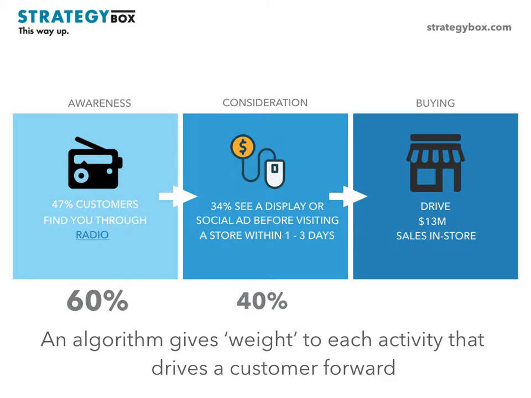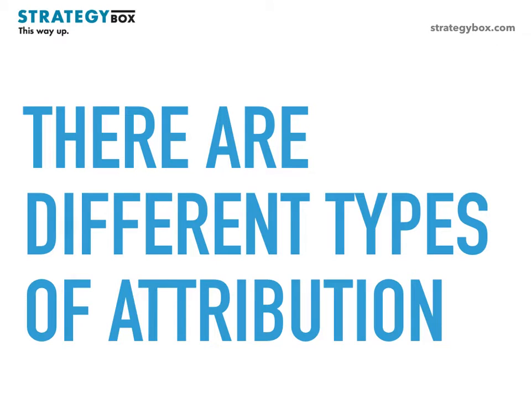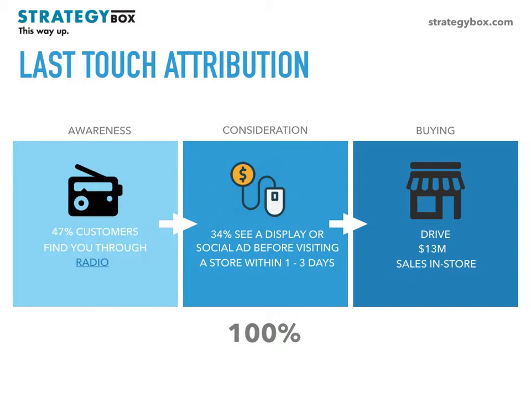And each one of those marketing interactions has weight in the relationship with the customer, but that weight isn't equal. And that's why there's different types of attribution models. So the one that you're probably most familiar with is last touch attribution. You might have seen that in Google Analytics. And the idea is, hey, the very last marketing activity that somebody did or interacted with for your brand, that gets 100% of the weight.